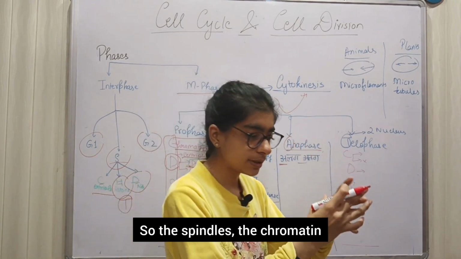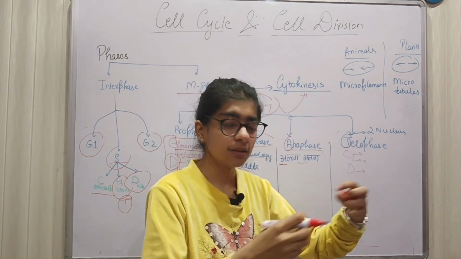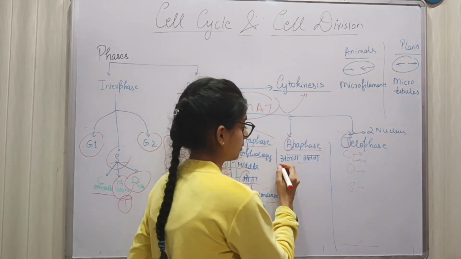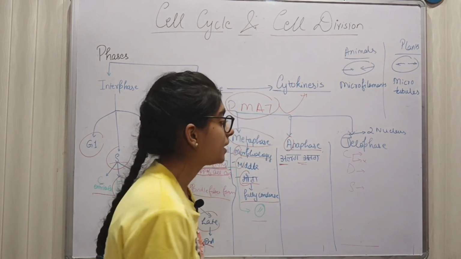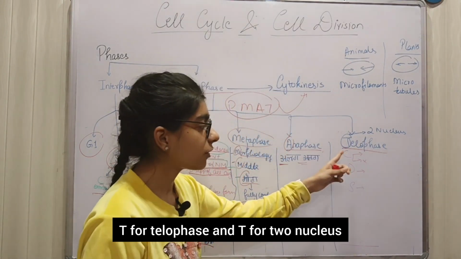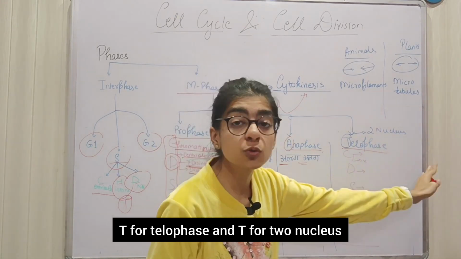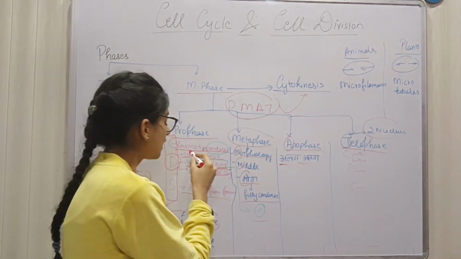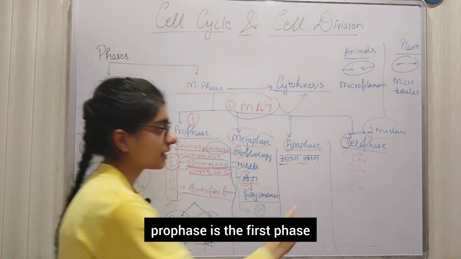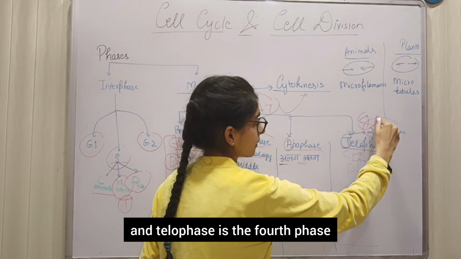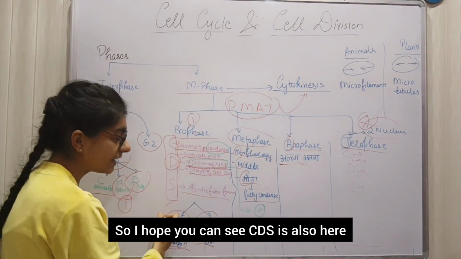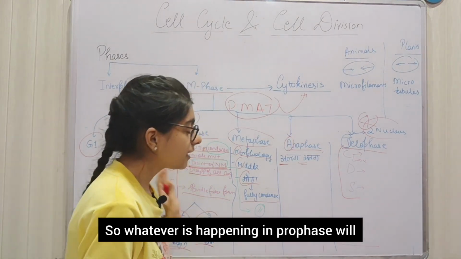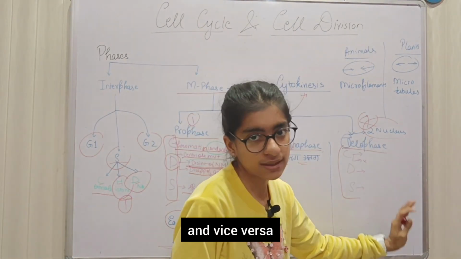The spindle fibers pull the sister chromatids towards the poles and they are separating. Then telophase. T for telophase and T for two nuclei. So here we will get the two nuclei. How? Prophase is the first phase and telophase is the fourth phase. I hope you can see CDS is also here and CDS is also here. So whatever is happening in prophase will be just the opposite in telophase and vice versa.